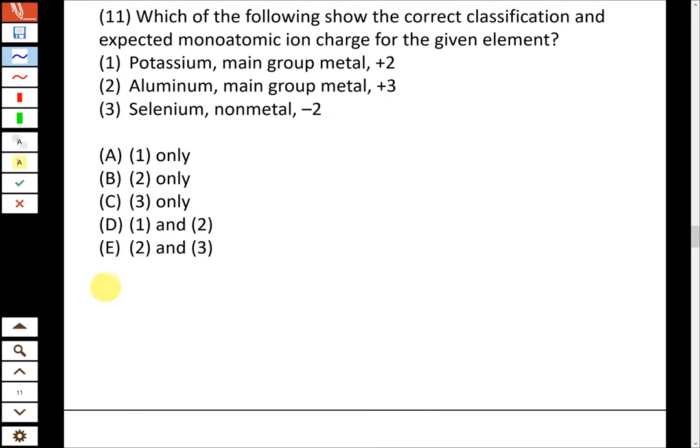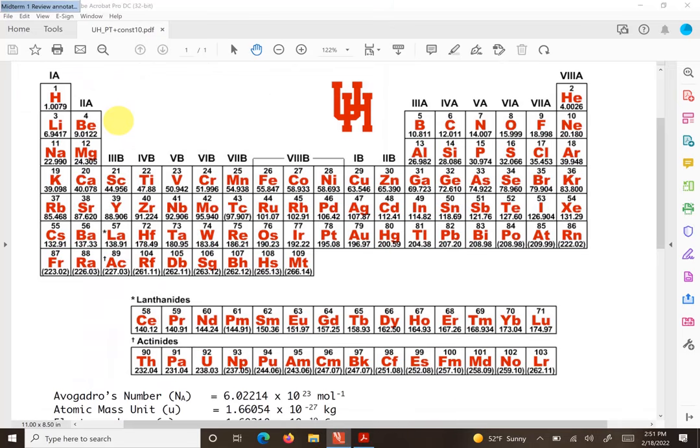So let's go through the 3 answer choices here. For number 1, we have potassium. Again, we need to know the symbol that goes with the name. So potassium is symbol K on the periodic table. Number 2 is aluminum, which is Al. And number 3 is selenium, which is Se. So we're going to go through all of these and figure out what they are classified as, and also what's going to be their charge if they form a cation or an anion in an ionic compound. Okay, so let's go through potassium first.